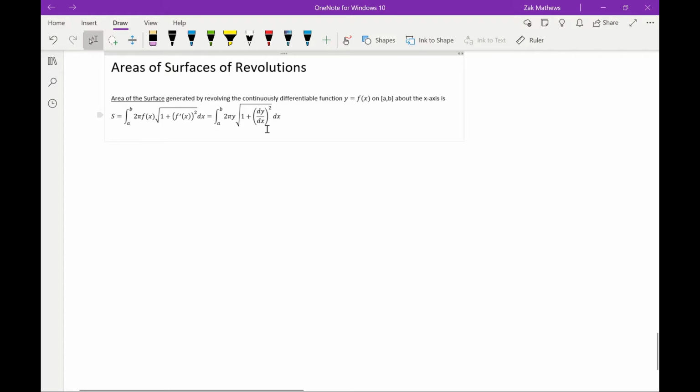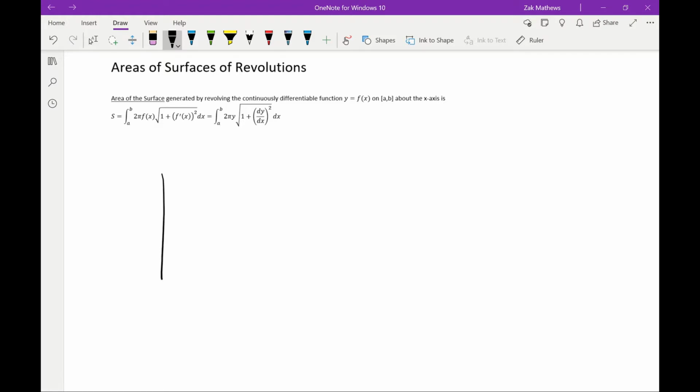Now, right away, something should be jumping out to you. The square root portion looks very similar to the arc length. Like I said, we did all the hard work in that video. So there is clearly an element of the arc length in this equation. So let's think about why that would be.